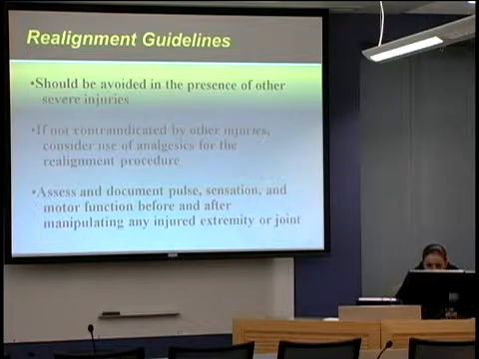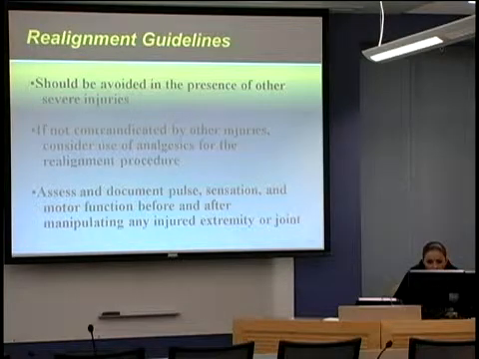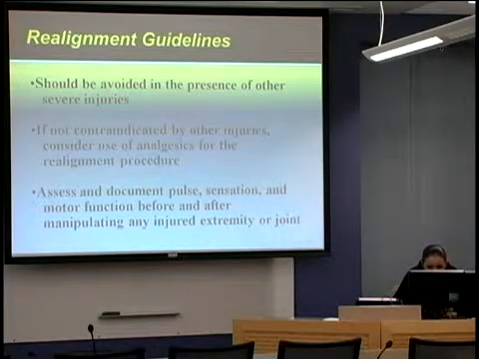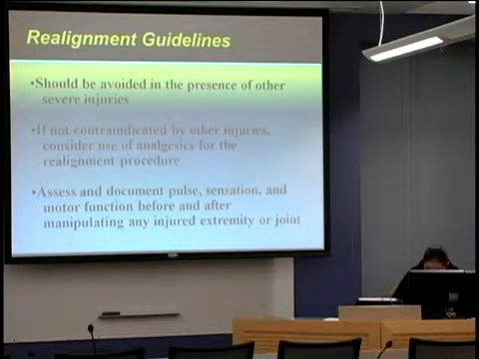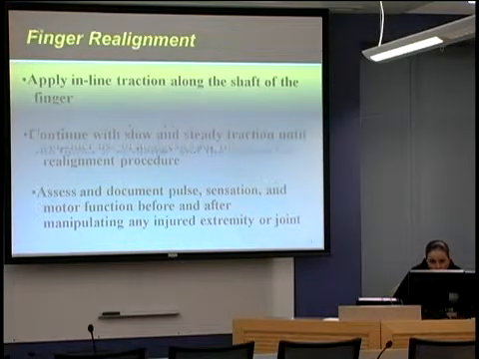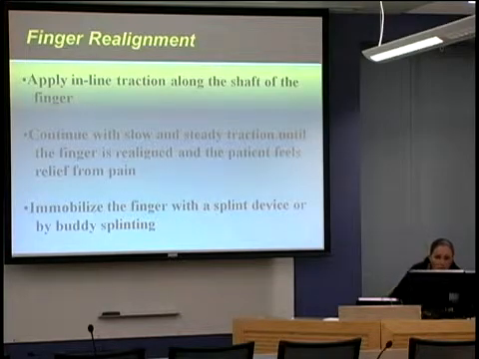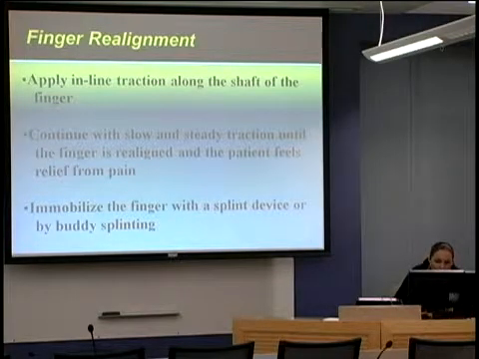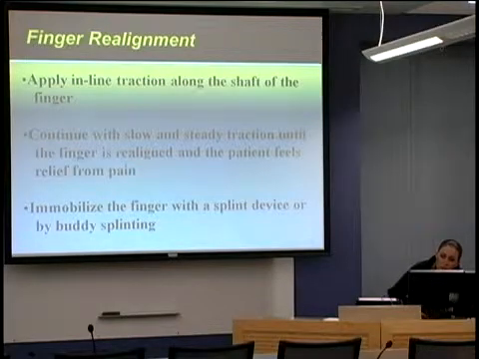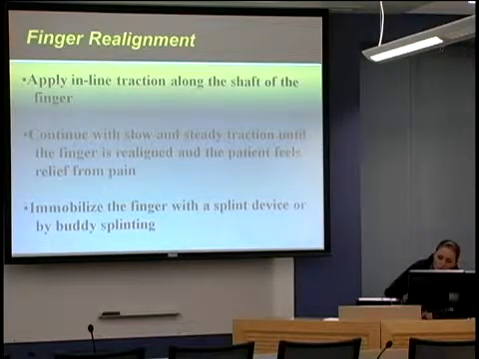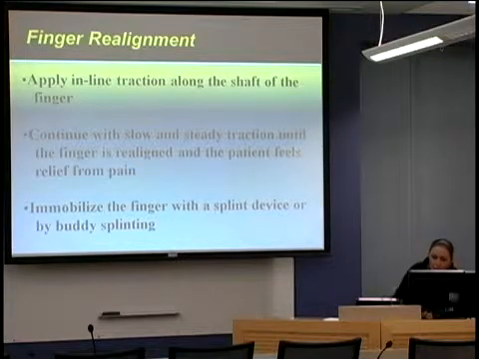It should be avoided in the presence of other severe injuries. If not contraindicated by other injuries, consider use of analgesics for the realignment procedure. Assess and document pulse, sensation, and motor function before and after manipulating any injured extremity or joint. When realigning a finger, apply inline traction along the shaft of the finger. Continue with slow and steady traction until the finger is realigned and the patient feels relief from the pain. Immobilize the finger with a splint device or by body splinting.